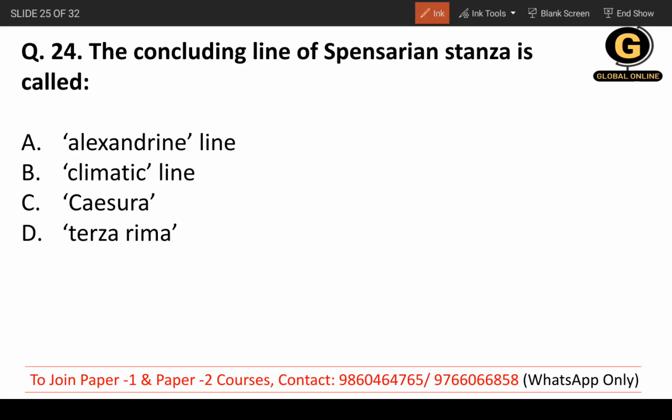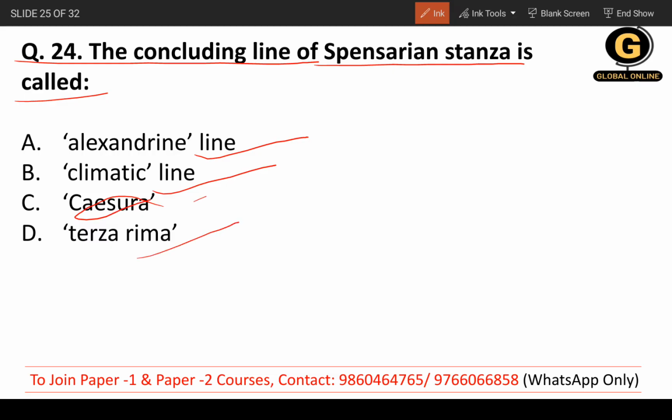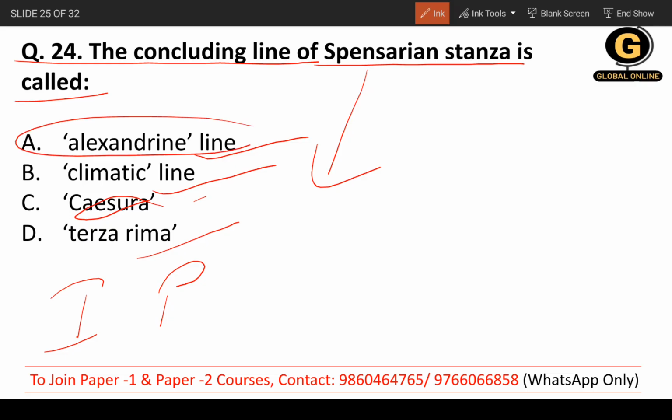Here the concluding line of the Spenserian stanza is called, whether it's Alexandrine line, climactic line, or the other options. So you need to answer that. Let me tell you about the Spenserian stanza. Its stanzas contain 9 lines in total. So 8 lines in iambic pentameter, followed by a single Alexandrine line. So the correct answer is Alexandrine line.